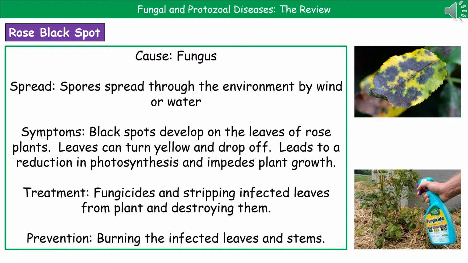What we find in terms of how it's spread from one rose plant to another, then because it's a fungus, it has fungal spores, and they're able to be spread through the environment either by wind or by water. If we do have roses that are suffering from black spot, then what we can do is use a fungicide, which is basically a chemical that kills fungi, or we could strip the infected leaves from the plant and destroy them. And one of the best methods of prevention is that when you've identified any infected plants, then take the infected leaves and stems and burn them to prevent those spores spreading to others.